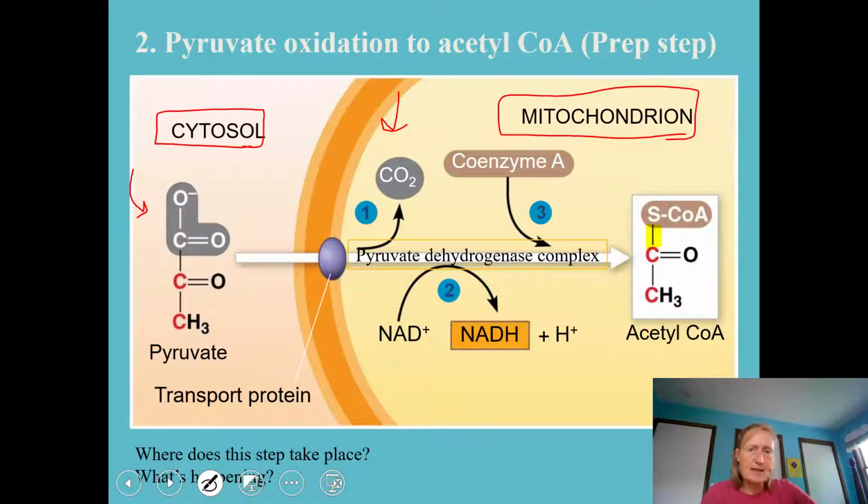Its carbon dioxide is being removed. There's a waste product. What's left over then is oxidized. I know this is a redox reaction because I see NAD plus being reduced to NADH. Pyruvate is oxidized, and we really can't see that in this step. We don't see how hydrogens and electrons are being transferred around, but it's happening.